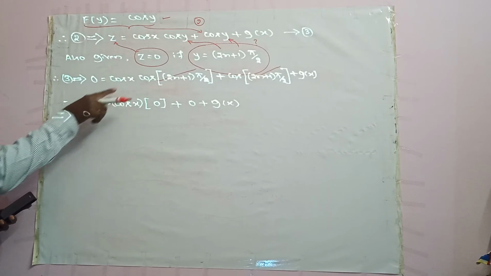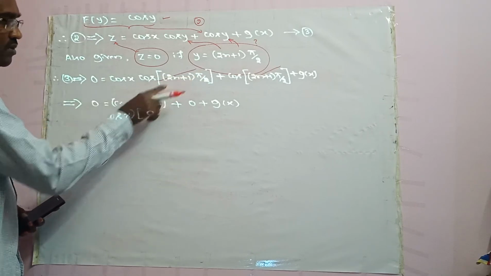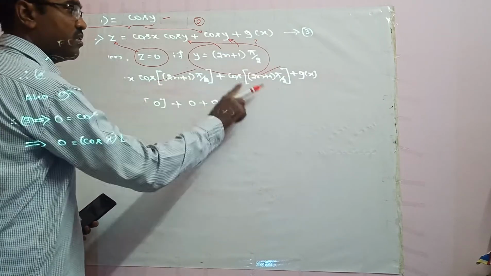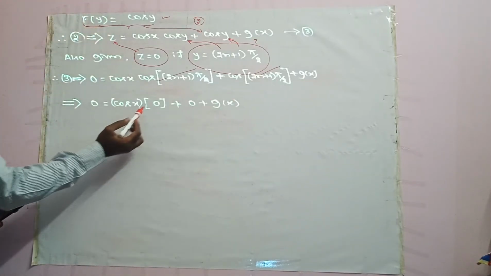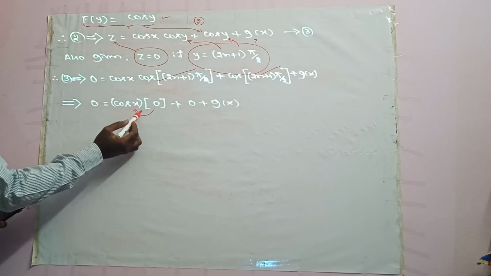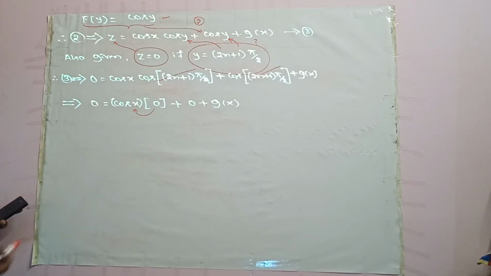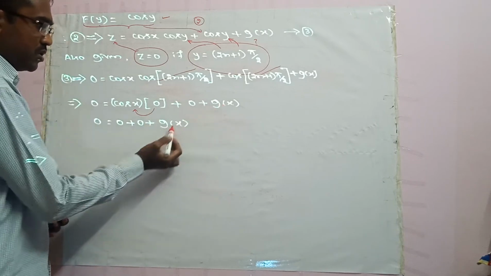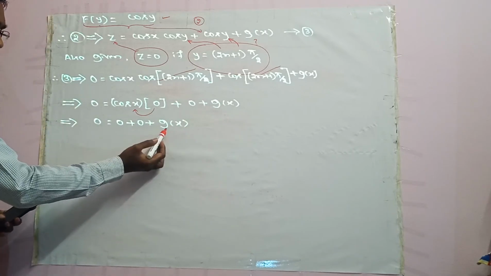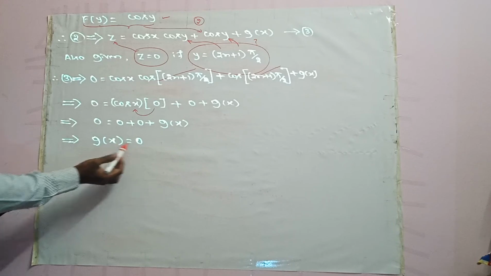0 is equal to cos x as it is, the value of this is 0 plus the value of this will also be 0 plus g of x as it is. Now 0 into cos x will be 0. So what you get? 0 is equal to 0 plus 0 plus g of x. So what is the value of g of x? g of x is 0.